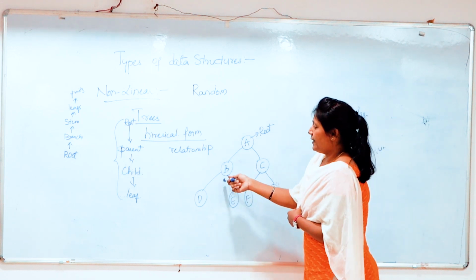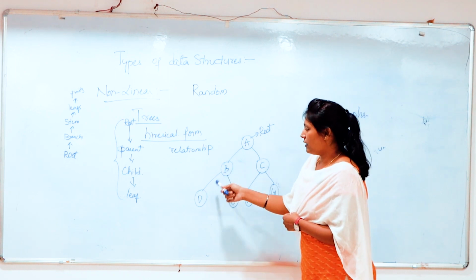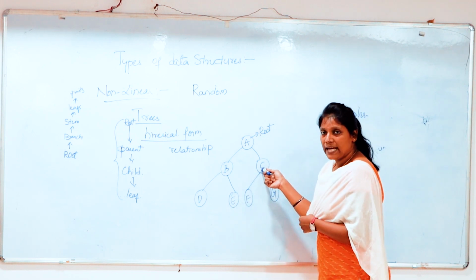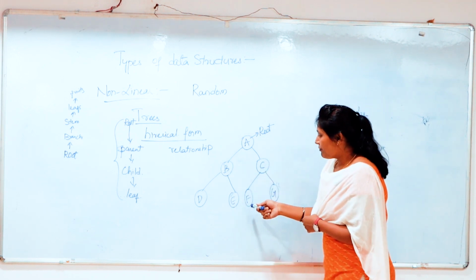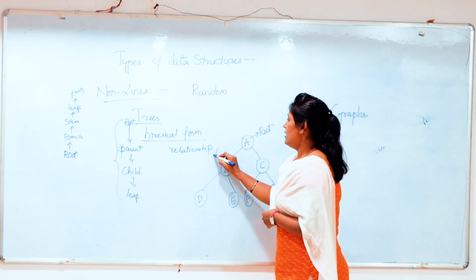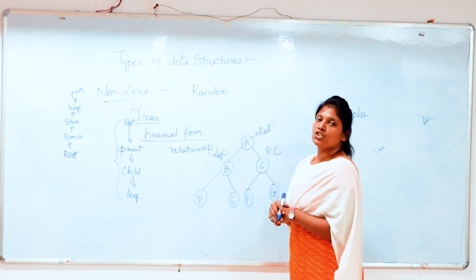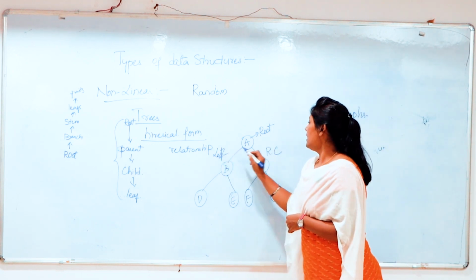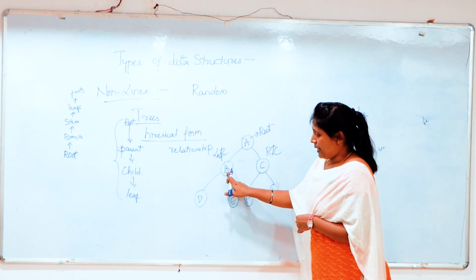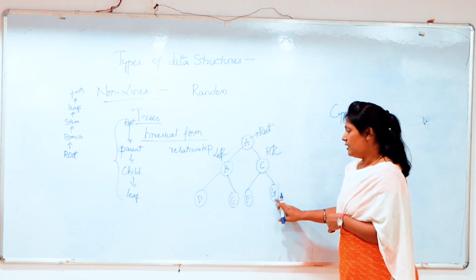Here B is acting as a child and a parent for D and E, and C is also acting as a parent and a child, parent for F and G and child for A. This is a left child and this is a right child. This is the left child and this is the right child for A. B is a parent for D and E, and C is a parent for F and G.